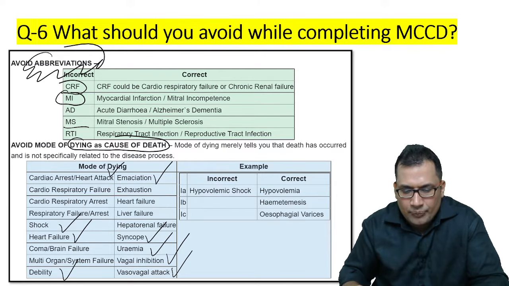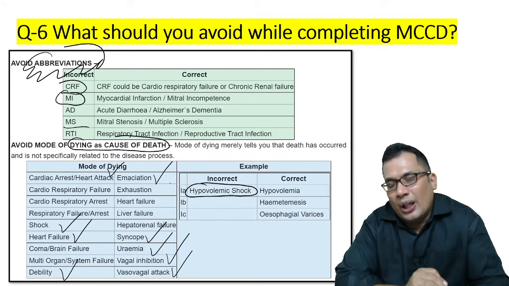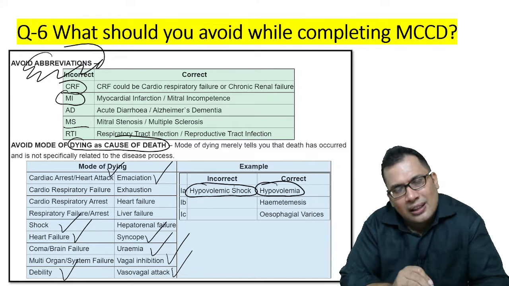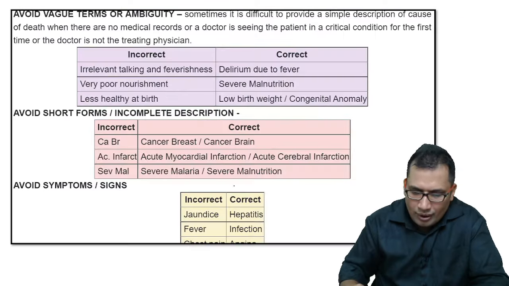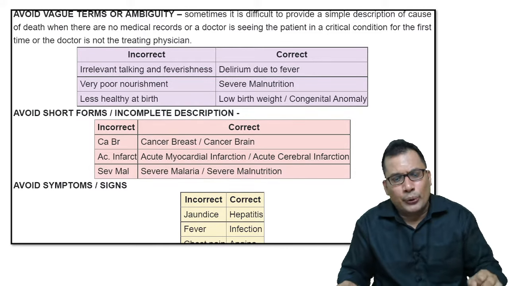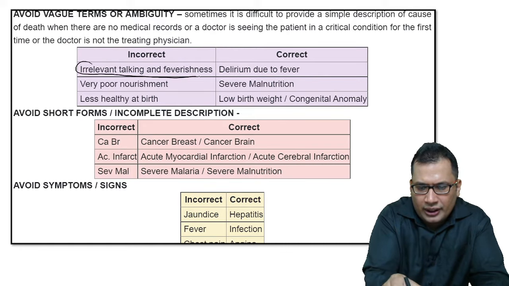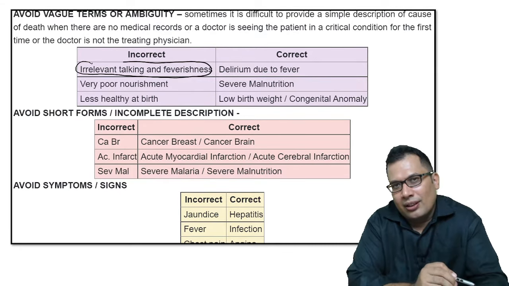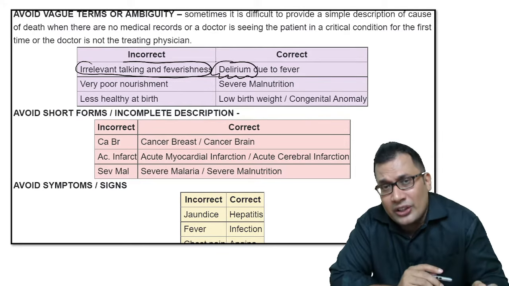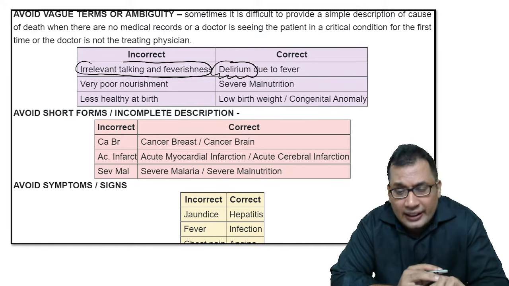Mode of dying. Like say here, hypovolemic shock. Instead of mentioning hypovolemic shock, you can mention it as hypovolemia. That is the correct word. Avoid vague terms and ambiguity. For example, irrelevant talking and fever. Instead of that, you can write delirium. What do you mean by delirium? Disturbed consciousness. That can be due to fever also. It can be delirium and so on.